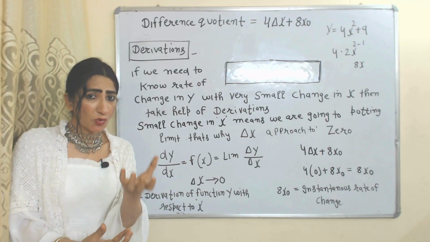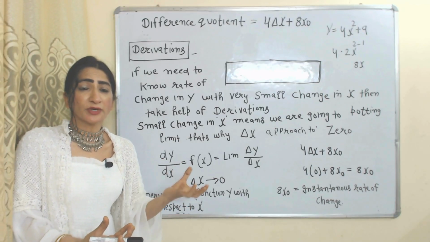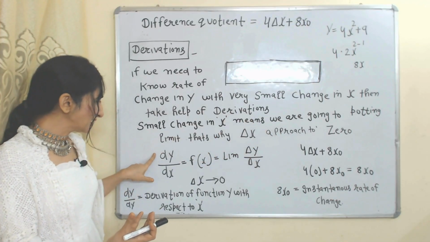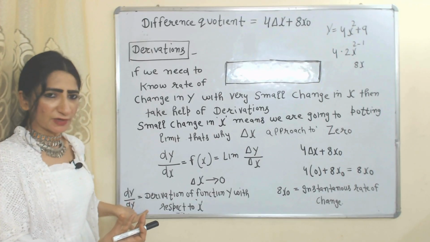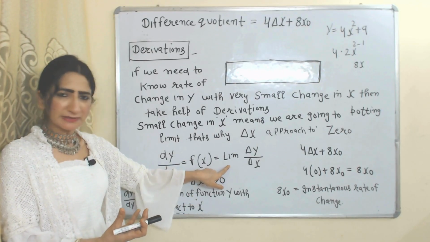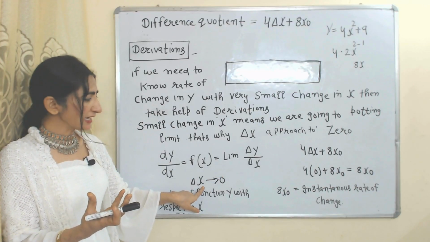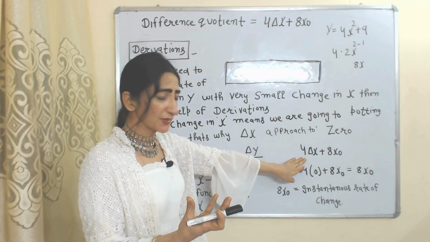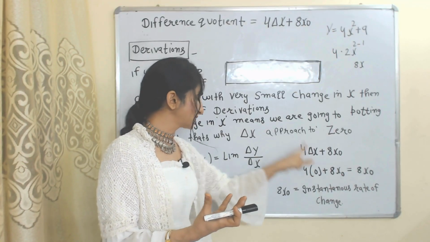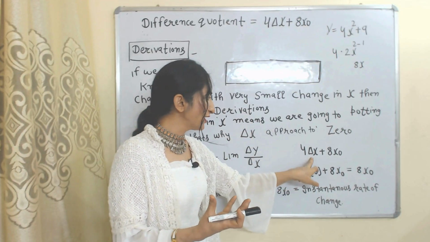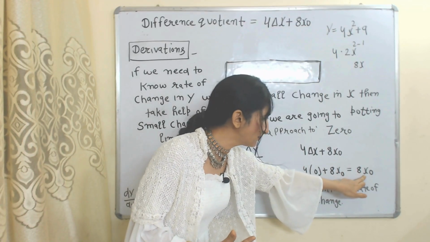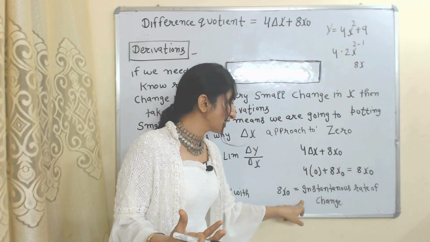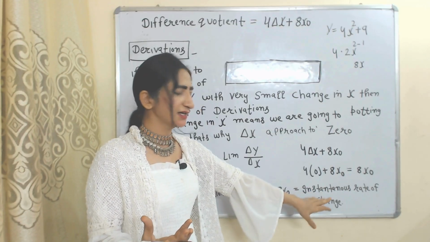If I am saying small change in x, that means we are going to put a limit. That's why delta x will approach 0. Here dy over dx represents the derivative of function y with respect to x. So this was our answer to the difference quotient. Here in place of delta x, we will put 0 because delta x approaches 0. When we put 0 in place of delta x, it will become equal to 8x naught. This is our answer through derivation, and this will be known as the instantaneous rate of change.